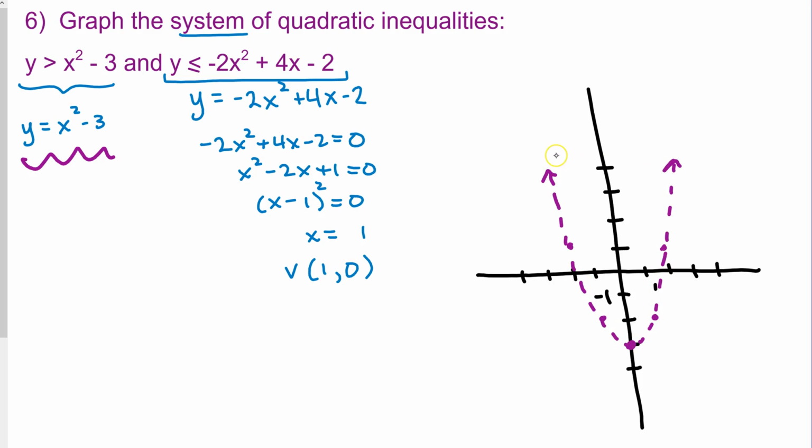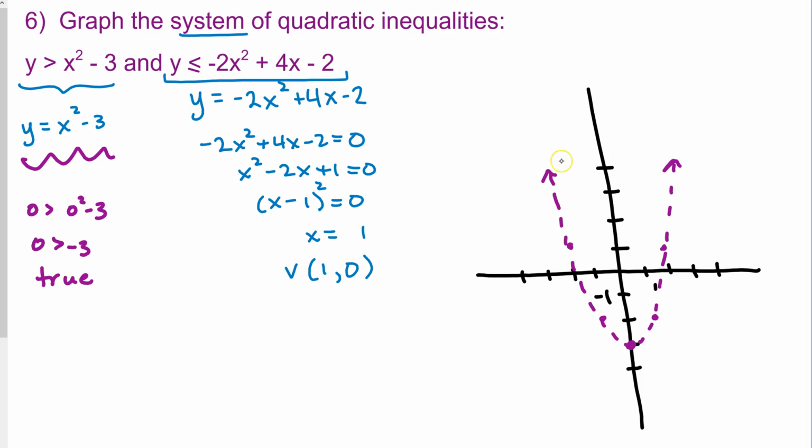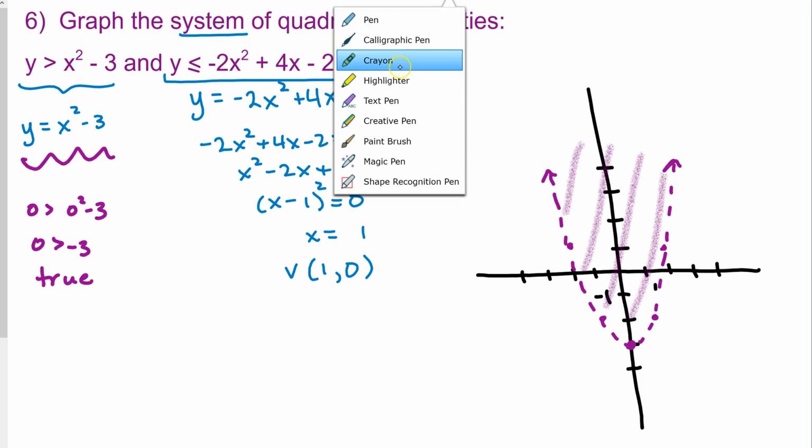And when you test (0, 0), 0 is greater than 0 squared minus 3. 0 is greater than -3 is true. So we would shade that one inside. Let's just hold off on that for the moment. Actually, no, I'll go ahead. I'll just use 2 different colors of crayon. We should be able to understand what's going on when we get there.